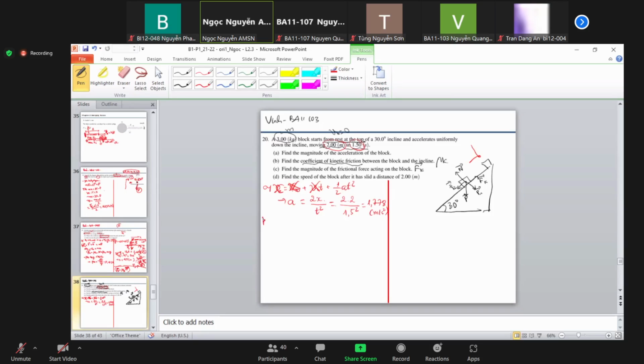Okay. Here, the B part. Now we choose the coordinate Ox, Oy. How about the positive direction of our x and y? Ox has the direction of the moving direction of the object. Also here Ox and here Oy, okay?